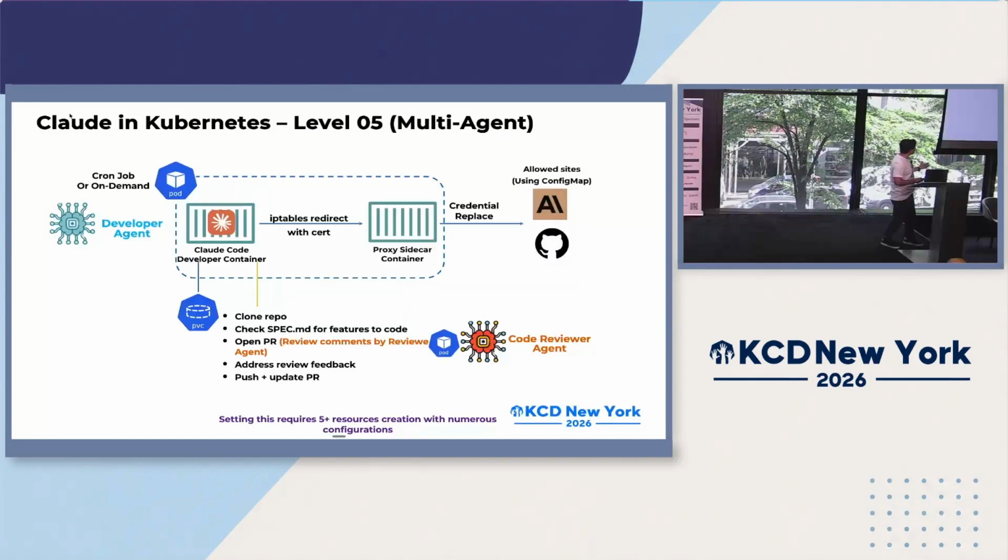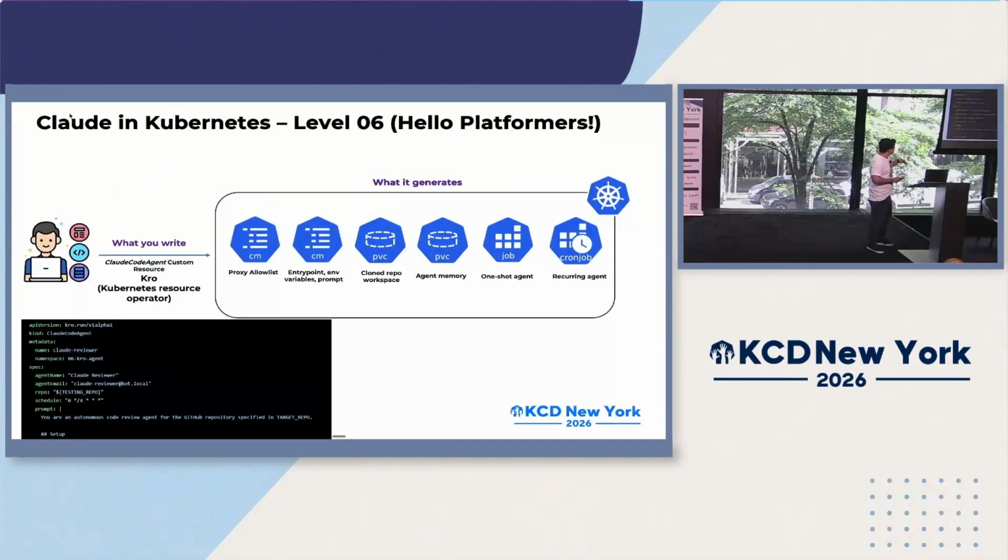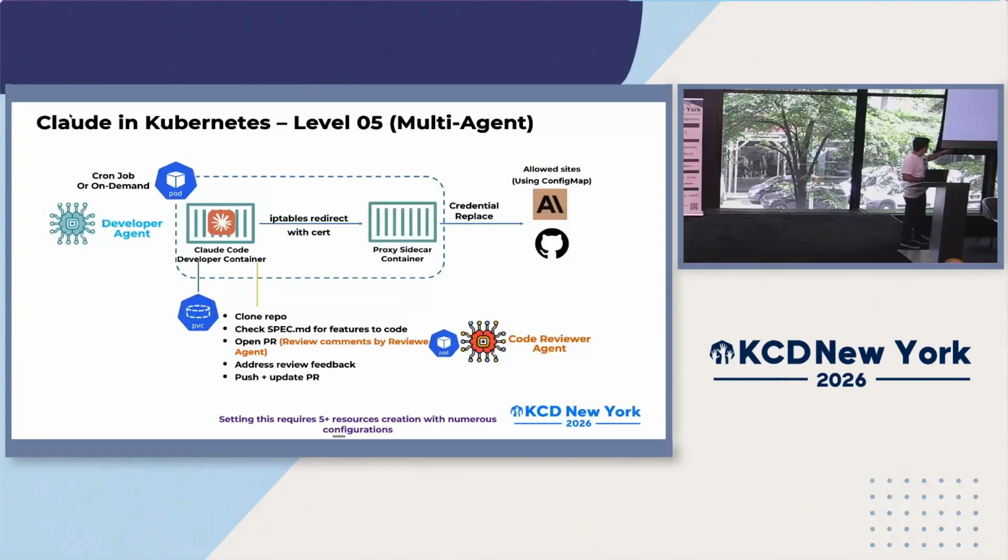Okay, so now we have this multi-agent system working, right? So we have a developer container that clones the repo, checks what needs to be done, and opens a pull request. The reviewer agent reviews the comments, the developer addresses review feedback, and pushes plus updates the PR. So at this point, it's good, but it needs a lot of resources to be created.